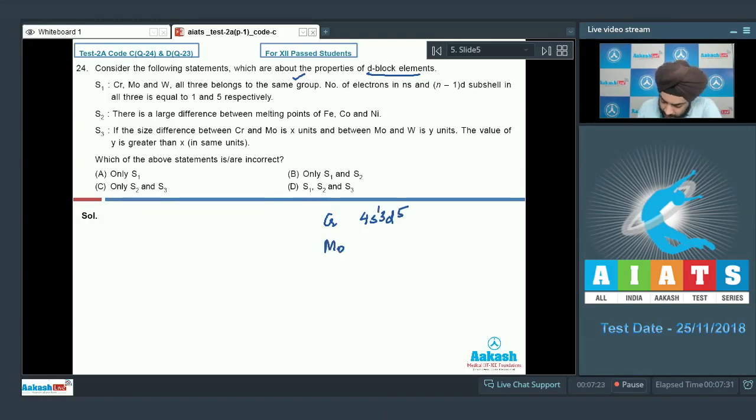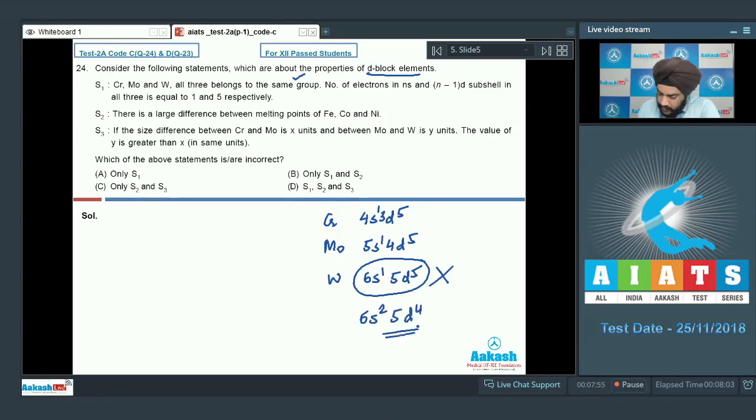Similarly, molybdenum also follows the same pattern. It is 5s1 4d5. However, if we talk about tungsten, which should be 6s1 5d5 as per the configuration of the group, but students, this is not observed. Tungsten has a configuration of 6s2 5d4. So statement 1 is incorrect.